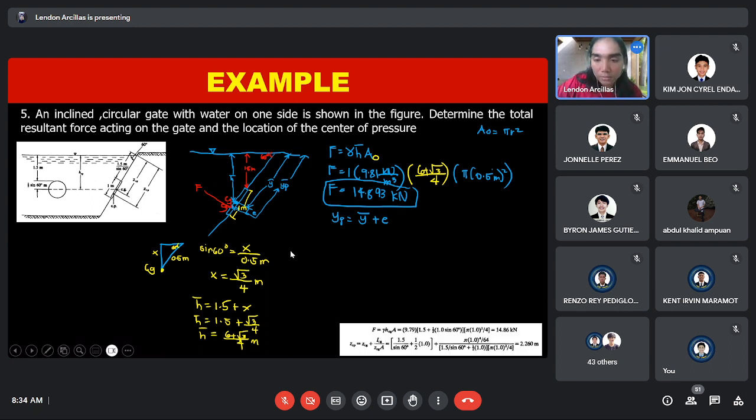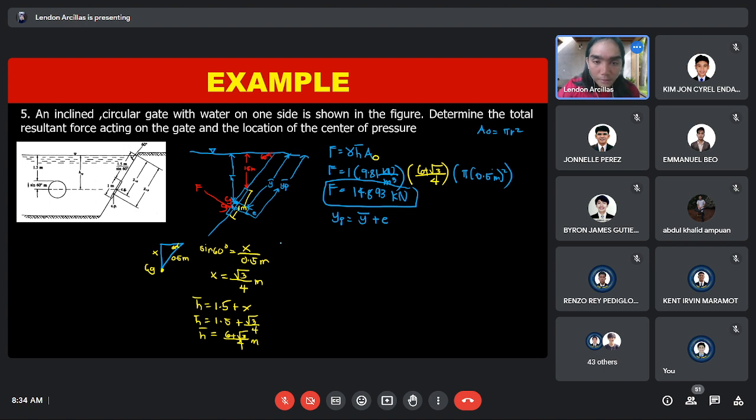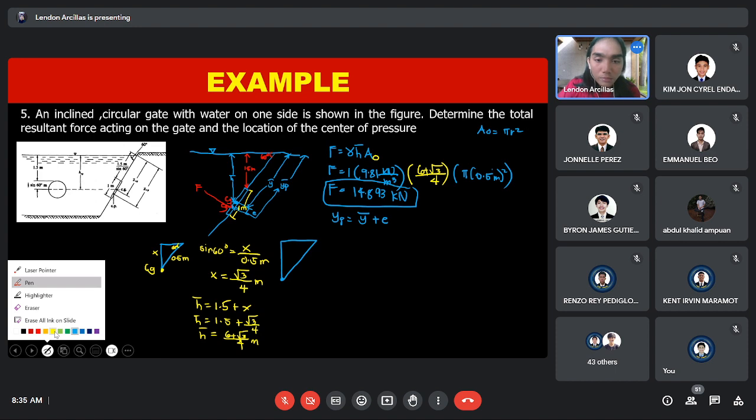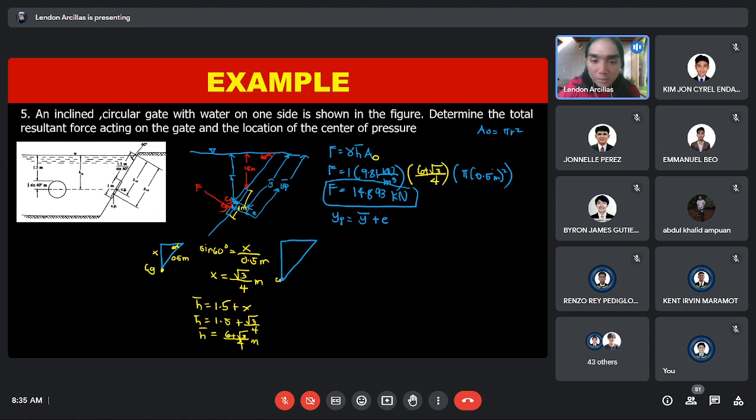Okay, this is the CG. Ayan. This is CG. This is H bar, which is 6 plus 3 over 4 plus square root of 3 over 4. And this is the y bar.